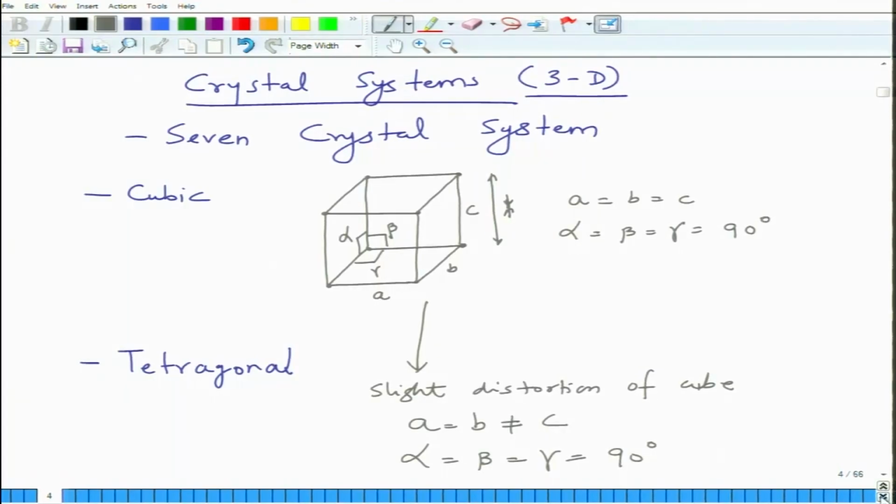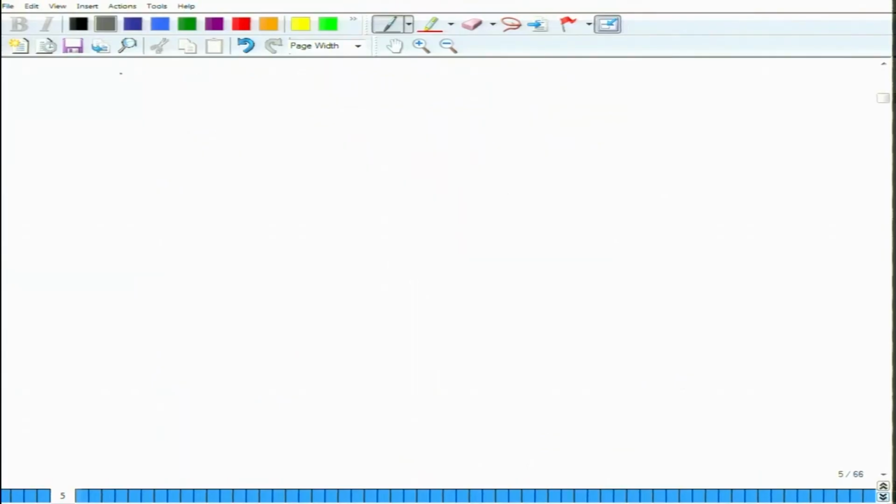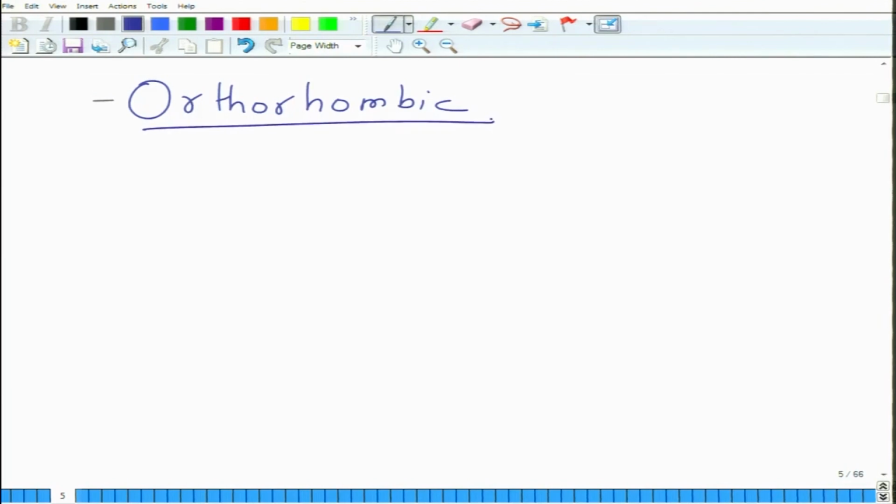The next one is a little bit even worse than that. The third one is called orthorhombic. Basically you have a tetragonal unit cell and you now change the dimensions along a, b and c, all the three directions, without changing the angles.